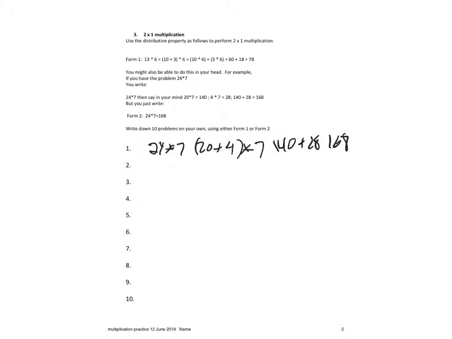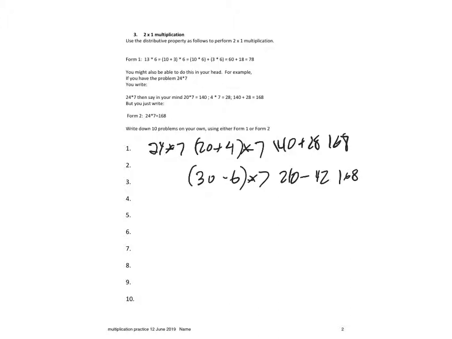If you get good at this, see if you can do it the other way around. So instead of thinking as 20 plus 4, think of it as 30 minus 6. So 30 minus 6 times 7 would be 30 times 7, 210, minus 42. So minus 42, minus 40 would be 170, 2 more, 168.